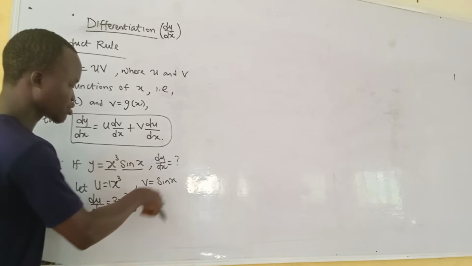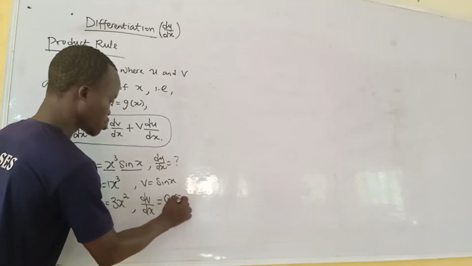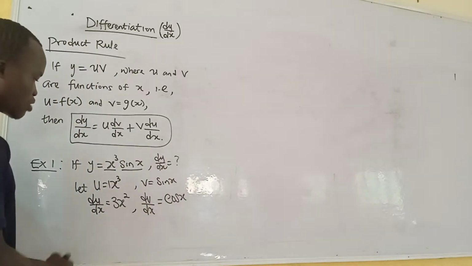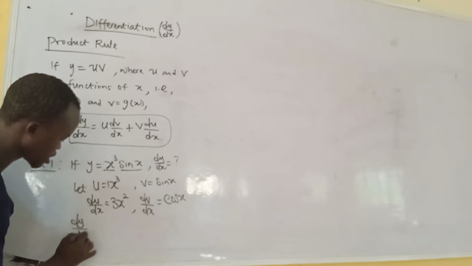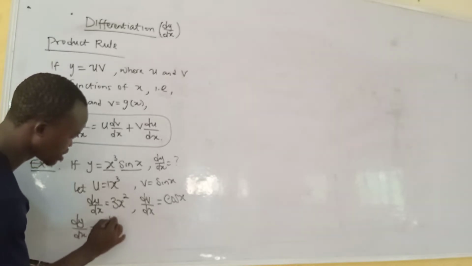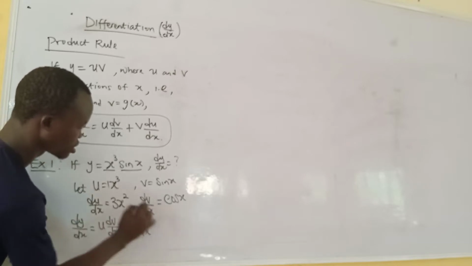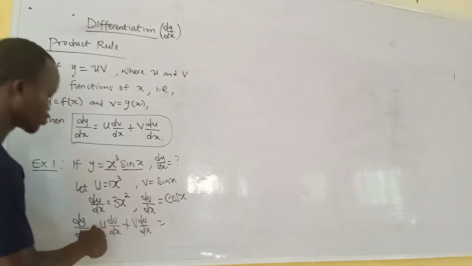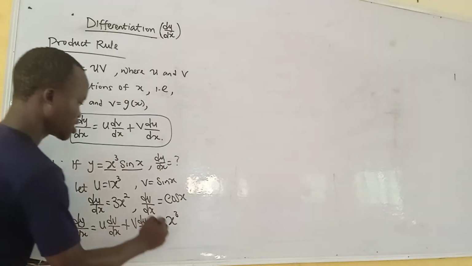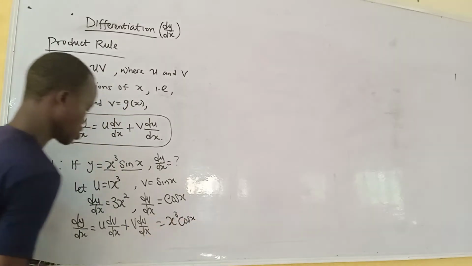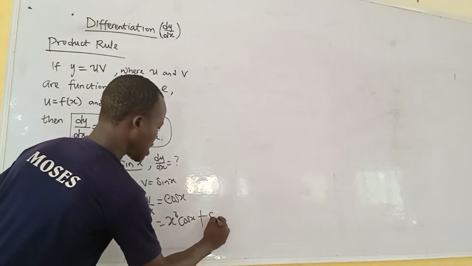Now, the rule for differentiating trigonometric functions. I want to differentiate sine x with respect to x. And under the table for trigonometric functions, it says it is cos x. Right? So now, the formula for product rule says that dy dx is equal to u dv dx plus v du dx. Now, what is our u? Our u is x cubed. What is dv dx? dv dx is cos x. Plus, what is our v? Our v is sine x.